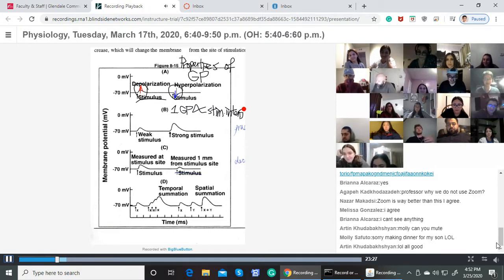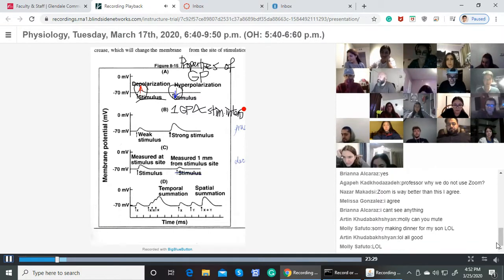Okay. Property number 1. Graded potential, the fish symbol is called proportional. Right now, when I put stimulus intensity like that, we call it directly proportional. Graded potential is directly proportional to the stimulus intensity. What does it mean? Well, let's take a look.